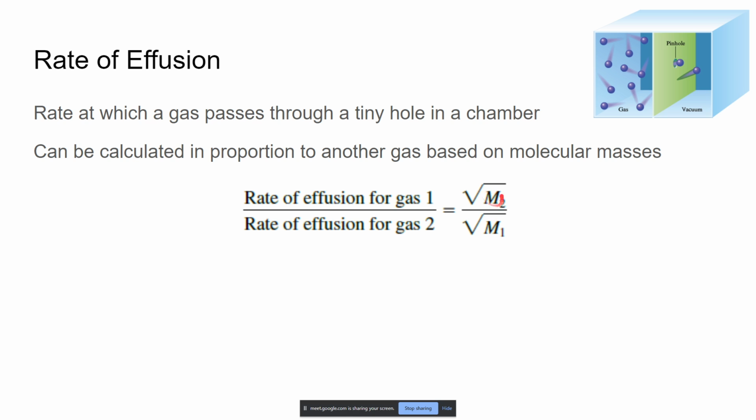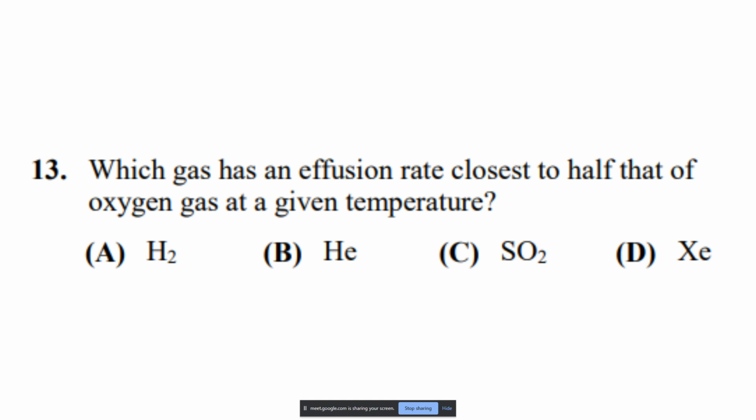You can see here we take the square root of the mass of gas 2, which is just the molecular mass, over the square root of the mass of gas number 1. Keep this formula in mind because it's going to be needed for the next question. Also have a periodic table ready to calculate molecular masses for this one.